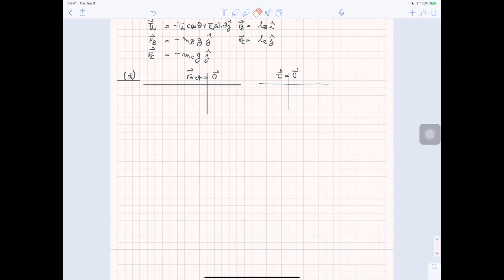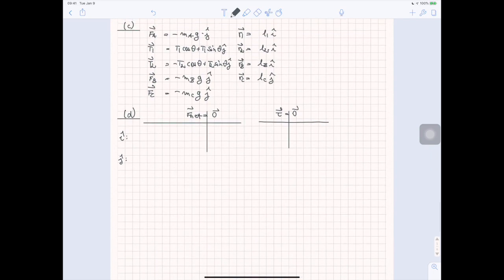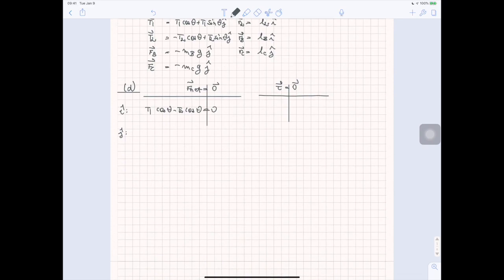So let's do this first for I and J. Along I, there are only these two here. So this is T1 cosine theta minus T2 cosine theta equals 0. From that you can immediately see that T1 equals T2. Let's call this common symbol T.